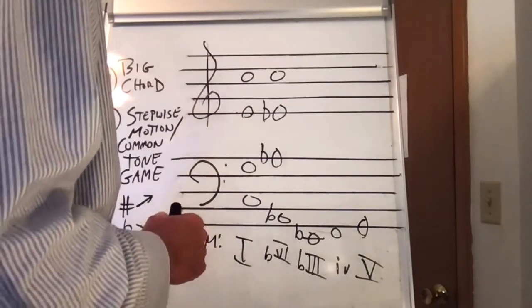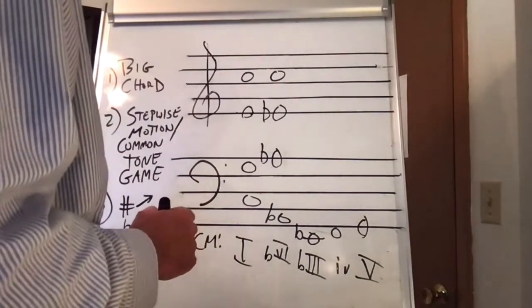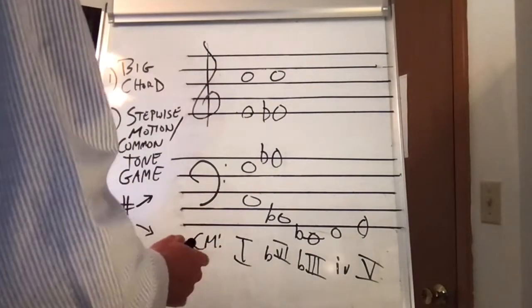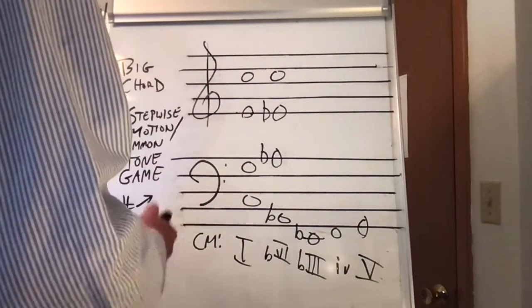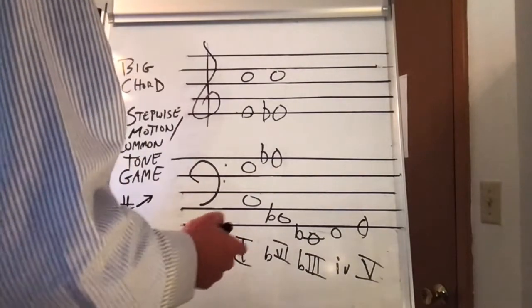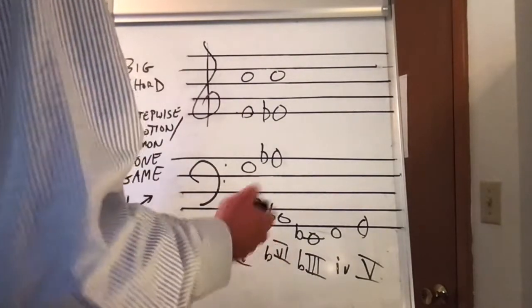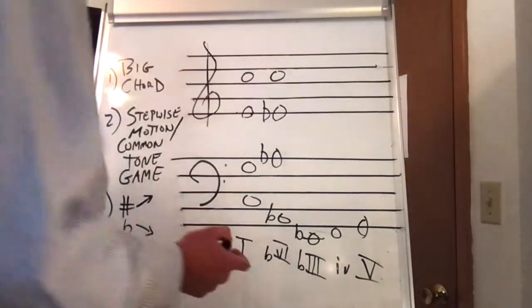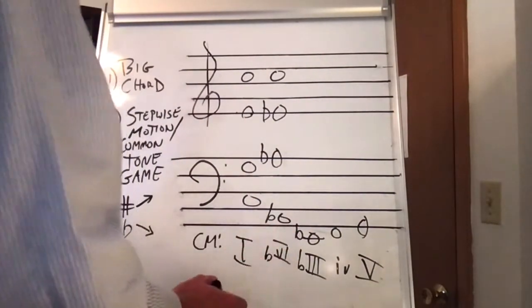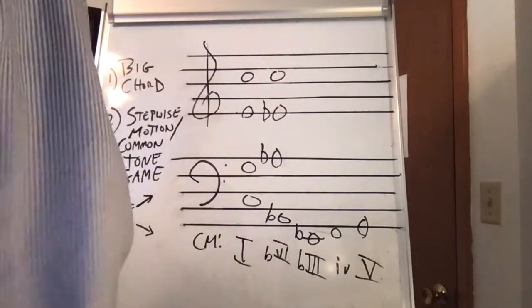Okay, so we're going to work with modal mixture now, and that just means that we're borrowing from the parallel key. So if we're in C major, we can borrow chords that typically occur in the C minor diatonic space. So that means we could take an A flat major chord, which is the big 6 chord in C minor, but in C major we just put a little flat in front of a big Roman numeral 6, and you can have an A flat major chord.